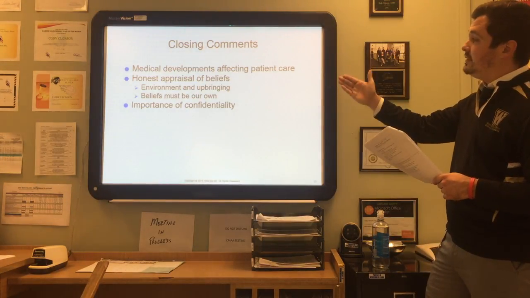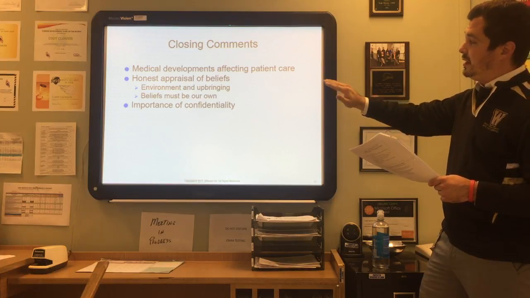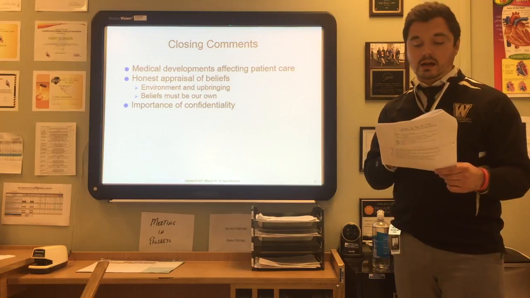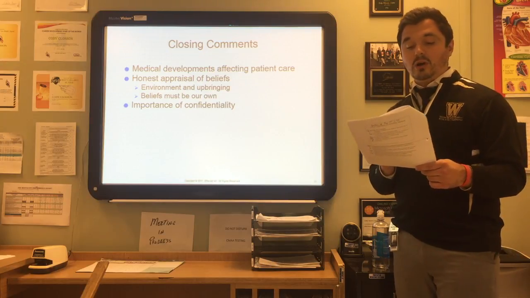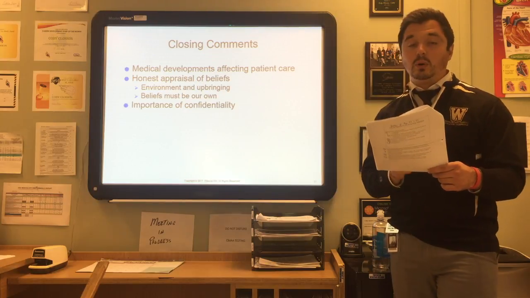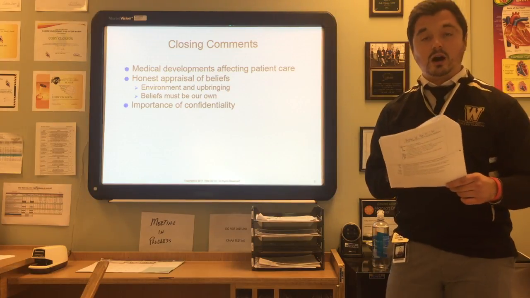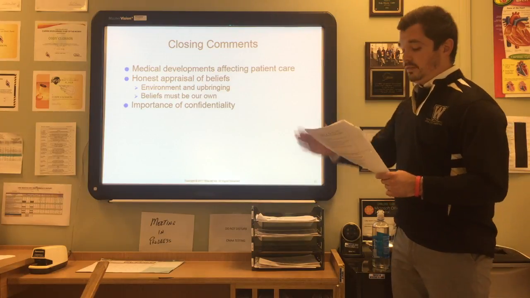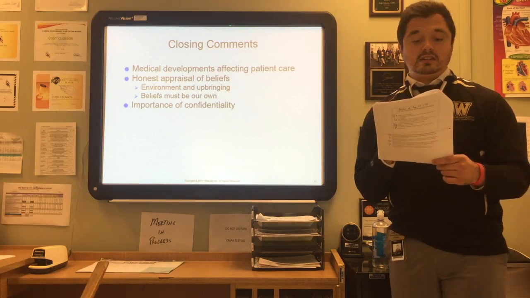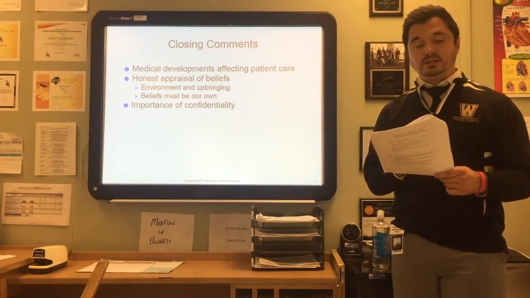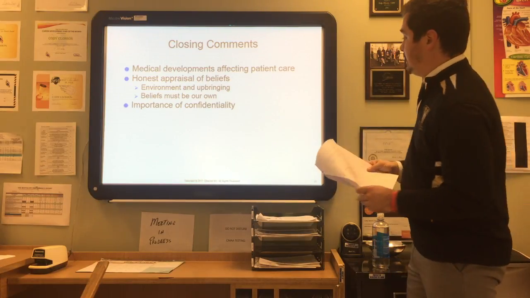Honest appraisal of beliefs. It says environment and upbringing and beliefs must be your own. So medical assistants should take a serious look at the thoughts and concepts that make up their own concepts of ethics. It is important to approach ethical decisions calmly, logically, and without haste. And then, of course, confidentiality. Confidentiality is always critical in the medical profession, and the patients must understand ethical standards, guys.